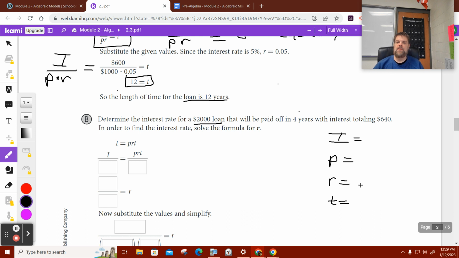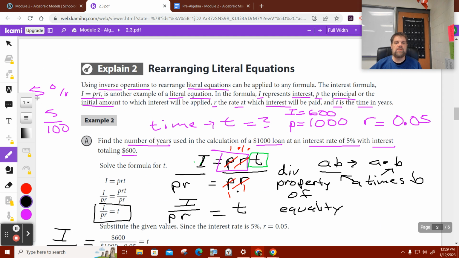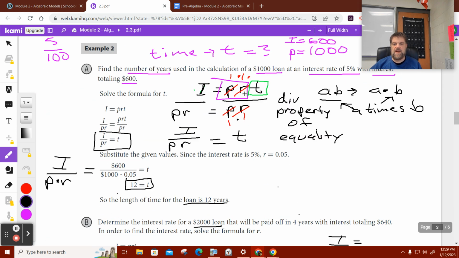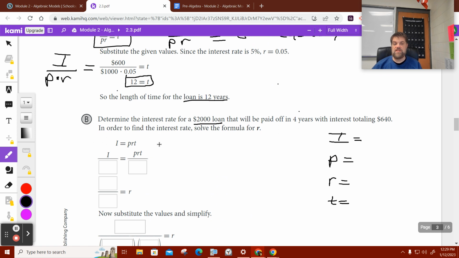Which one's I? I is, if you remember up here, the total interest. So the $2,000 is the interest? No, it's the rate. Interest rate. Well, they want to find the interest rate, so I know we don't know the interest rate. So maybe we'll come back to this one.